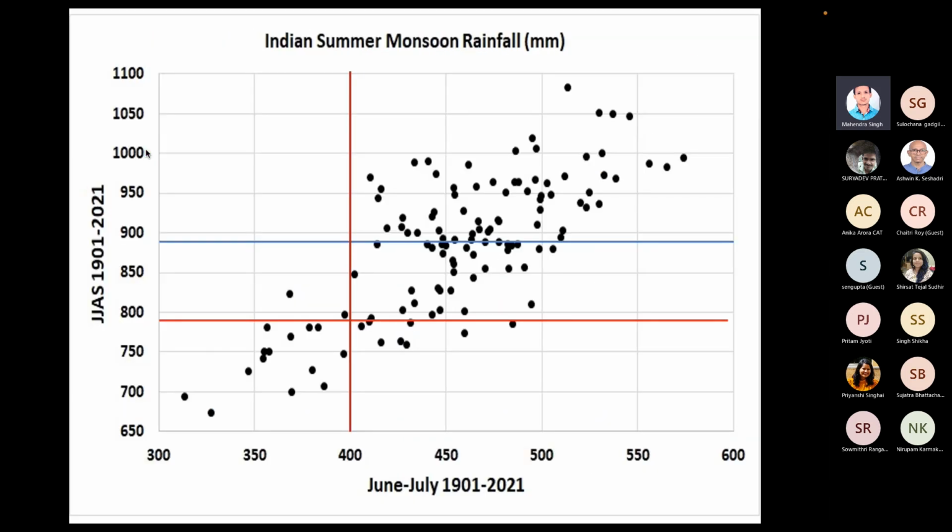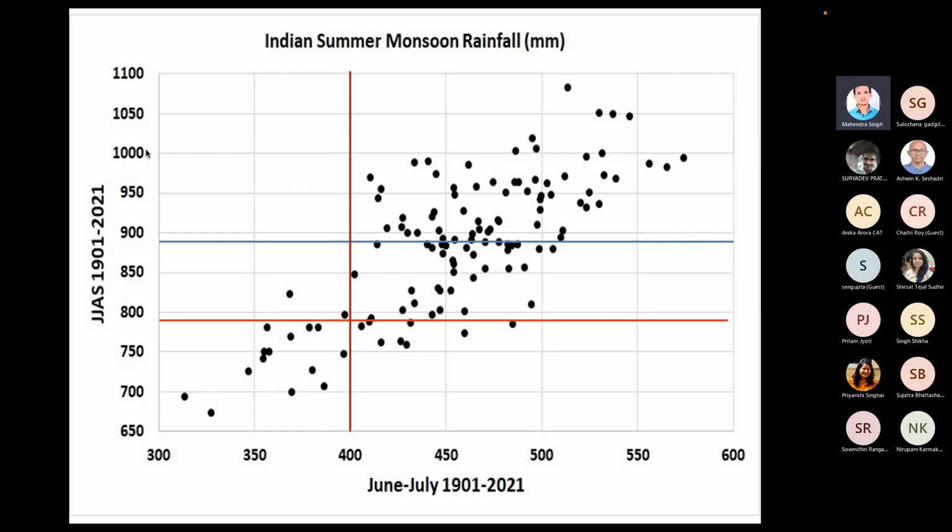If you look at this graph, the x-axis shows the June-July summer rainfall. The y-axis is the seasonal mean, which is what our target is. The blue line is the normal rainfall, 890 or 880 millimeters right now. So 880 is our climatology, and 10% of that is right around 790 right here.